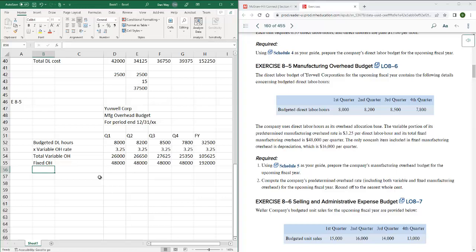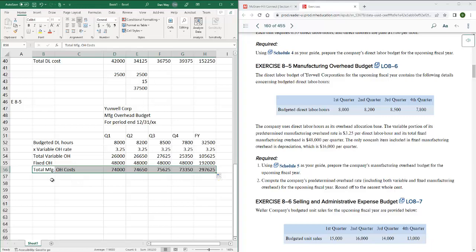So the first subtotal we want to get is our total manufacturing overhead costs, variable plus fixed. So in Q1, 26,000 plus the 48,000. In Q2, the 26,650 plus 48,000. Q3, add up the variable and fixed. Same for Q4 and that year as a whole. So that's one very important total from the overhead budget.